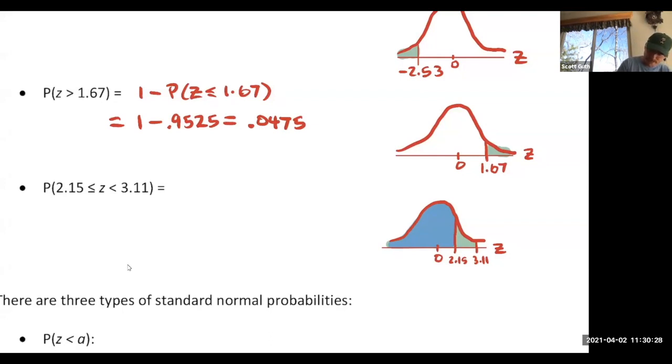Stressful. Okay, so what you're going to do is take the probability that z is less than 3.11, which is the shaded green part. And then you're going to subtract out the blue part, which is the probability that z is less than 2.15. Again, the table only does less thans, so you have to frame everything in terms of less thans.